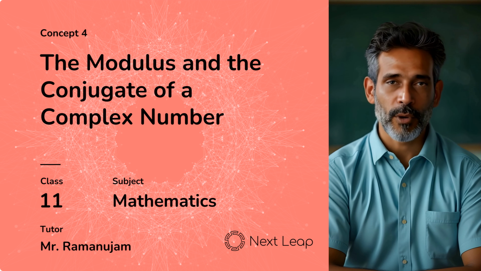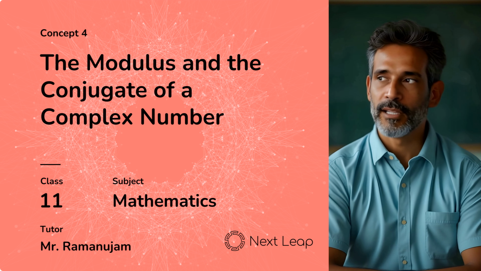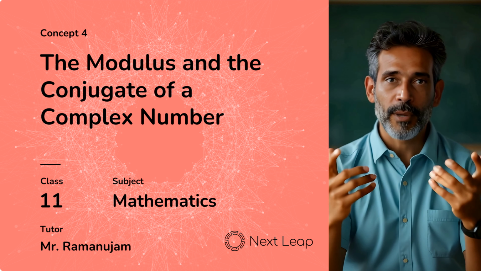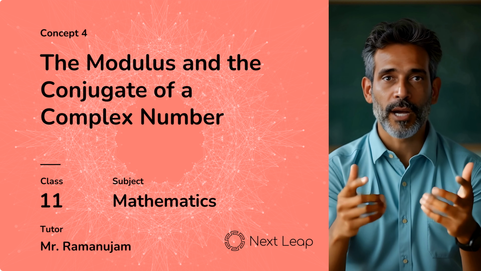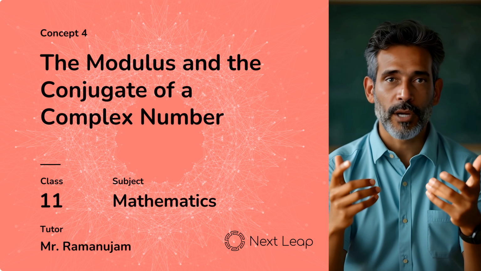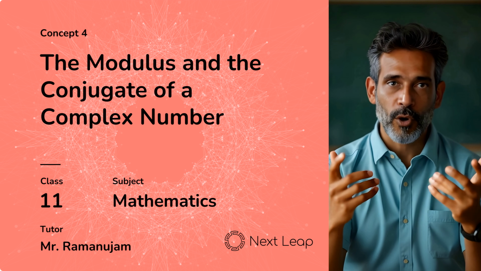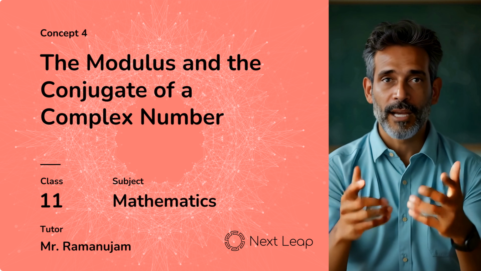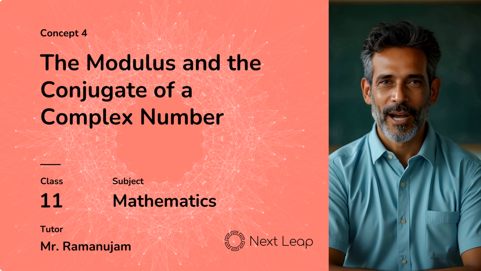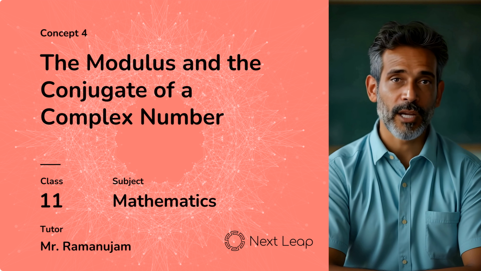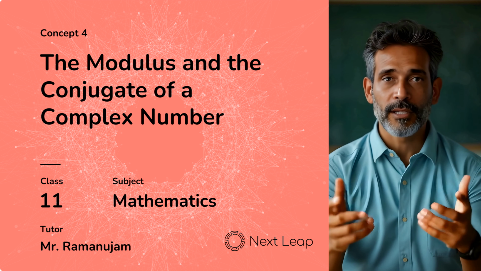A complex number is written in the form a + ιb, where a and b are real numbers and ι is the imaginary unit defined as the square root of -1. The modulus of a complex number z = a + ιb, written as |z|, is defined as the square root of the sum of the squares of the real and imaginary parts.